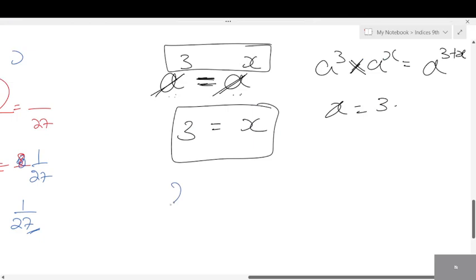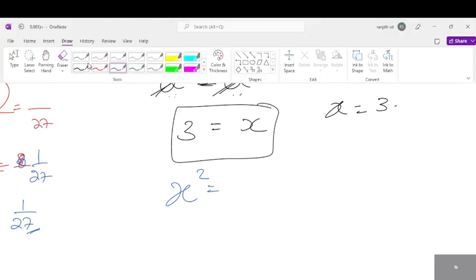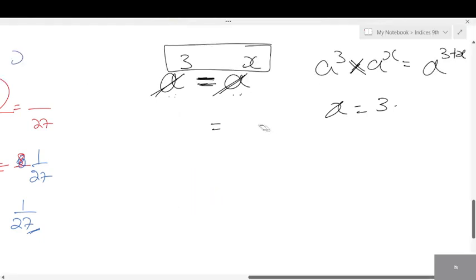2 to the power of x is equals to 4. I need to find the value of x. How do I find the value of x? Do you think the bases are same, 2 and 4? Are the bases same or different? Different. Keep 2 to the power of x as it is.